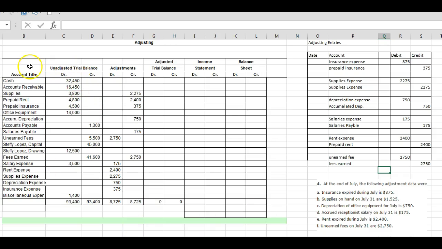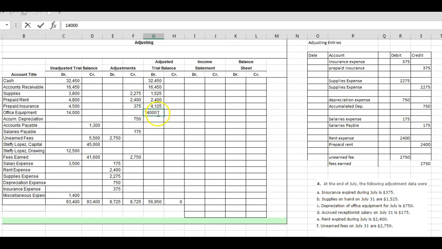Now we need to adjust this unadjusted trial balance and turn it into an adjusted trial balance, which means we've got to carry all that over. So I have 32,450 with no adjustments. That's cash. I have accounts receivable 16,450 with no adjustments. Supplies I need to adjust because I have a credit there. So my supplies now become $1,525. My prepaid rent becomes $2,400. See the adjustment? My prepaid insurance becomes $4,125.